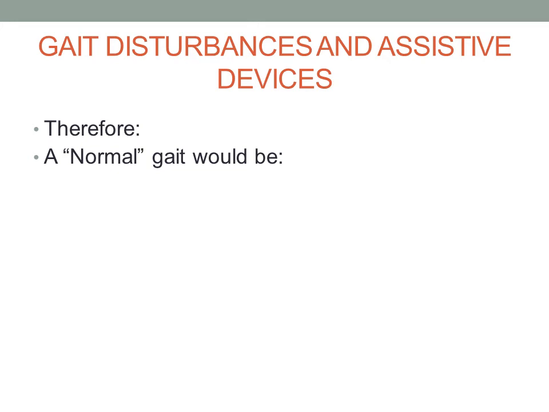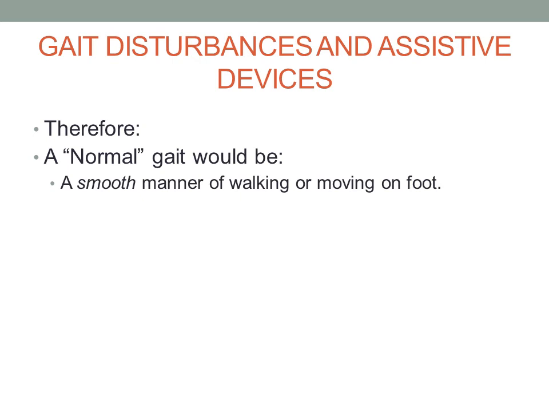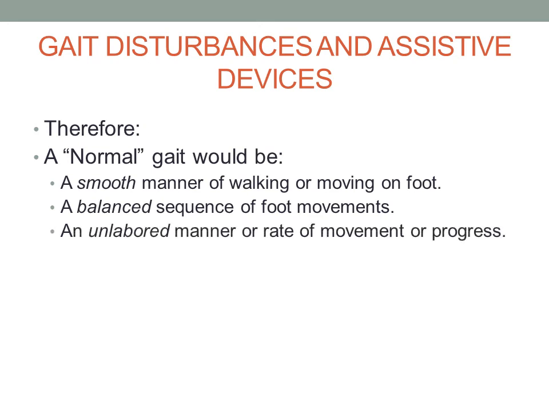So, for example, in referring strictly to the definition as it's given to us by Webster's dictionary, a normal gait would be a smooth manner of walking or moving on foot. It would be a balanced sequence of foot movements. It would be an unlabored manner or rate of movement or progress.